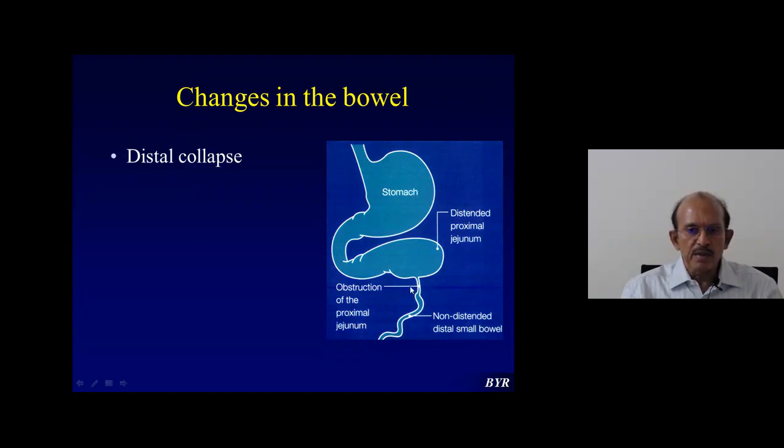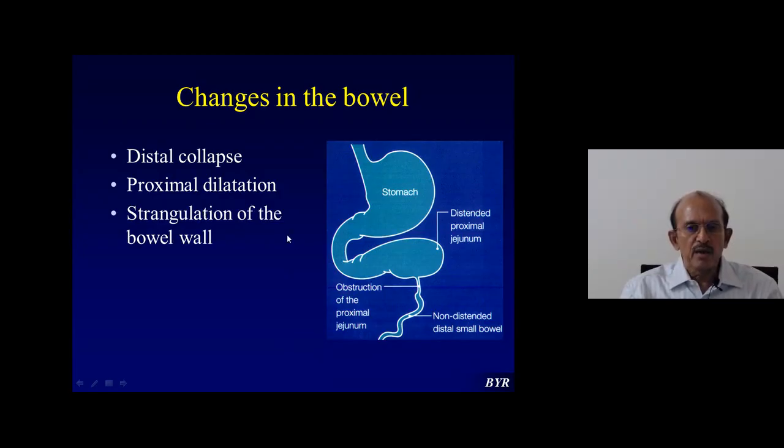Why distal collapse? Whenever there is obstruction, the distal part of the bowel goes into peristaltic activity. The normal peristaltic activity evacuates the contents out. Then no more contents are coming. That is why it will be in the collapsed state. There is proximal dilatation. Why this proximal dilatation? I will tell you in the next slide.